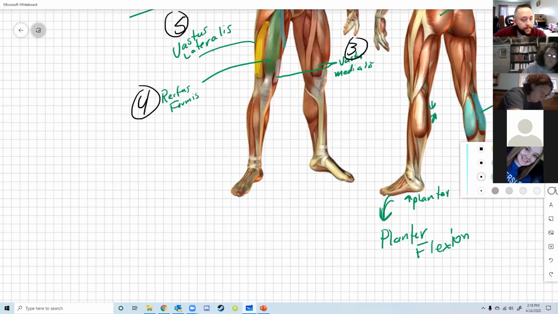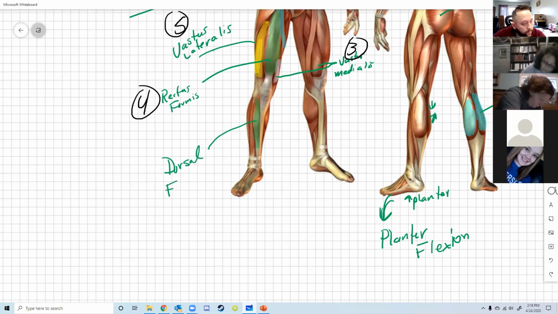So finishing up the body here, we got tibialis anterior. And this gives you dorsiflexion. The name of the muscle is tibialis anterior. All right, dorsiflexion is your foot coming up this way.